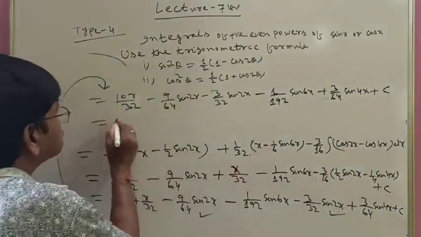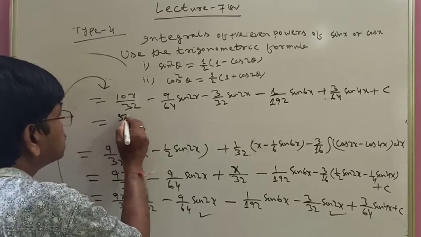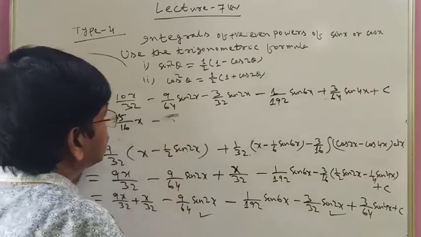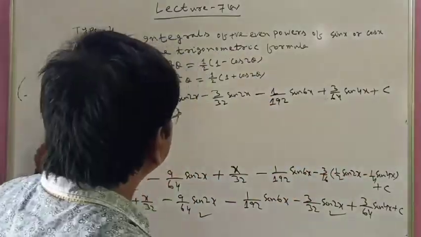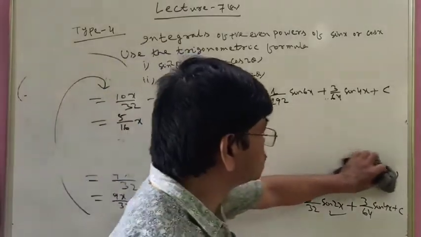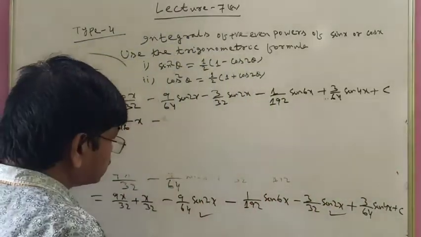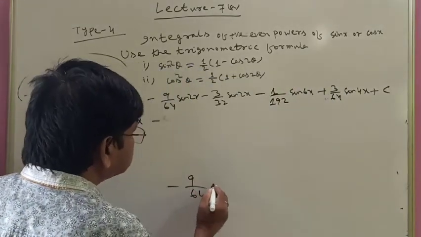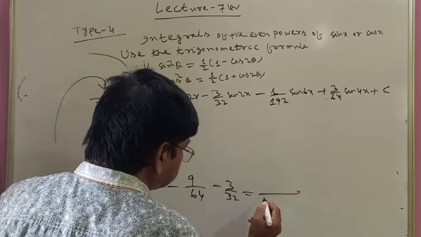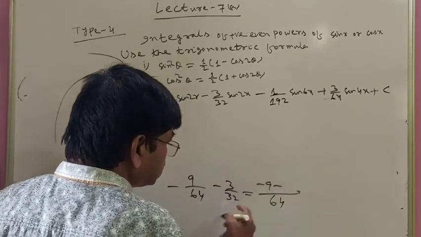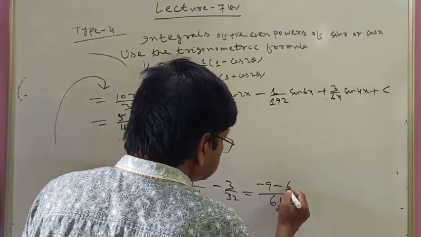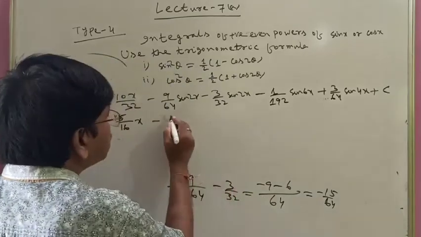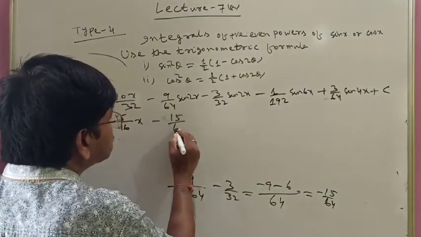So now this becomes, bringing to lowest terms, 2 by 10 and this is 16, so it is 5 by 16 x. Then 9 by 64 minus 3 by 32. Let us add these two. So 9 by 64 minus 3 by 32. What is your LCM? LCM is 64. This is minus 9, and this will be 2 into 3, 6. So it is minus 15 by 64. So we write straight minus 15 by 64 sin 2x.